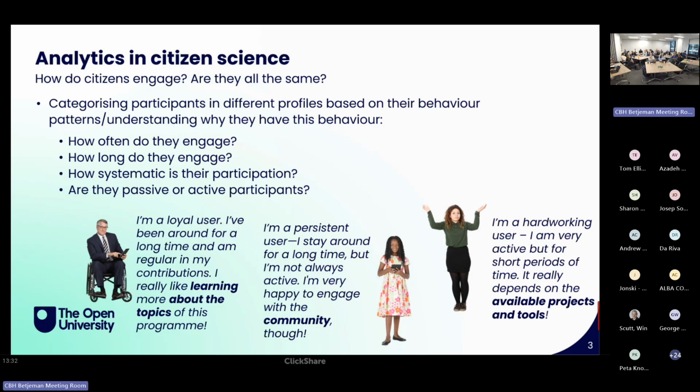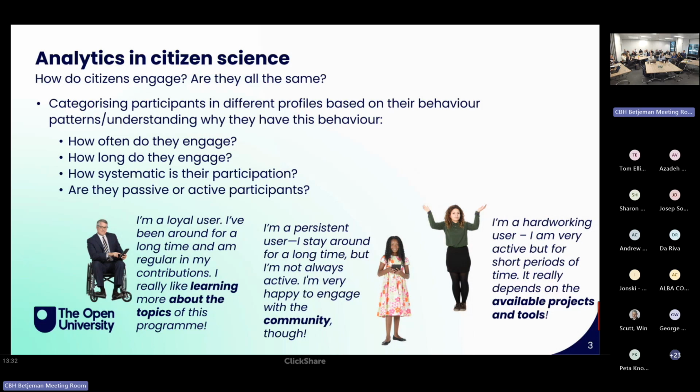So these are apparently fictional characters, but these are things that we heard from our participants. So we have loyal users, and these users have very strong internal motivations for participating. For example, they may be very happy about Greek history and archaeology, and this is the reason they want to take part in the project, and they remain loyal, they are there, and they contribute throughout the way.